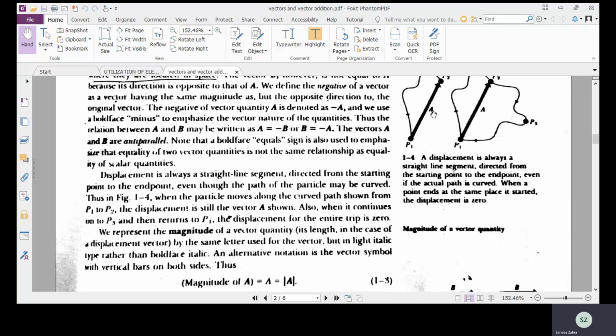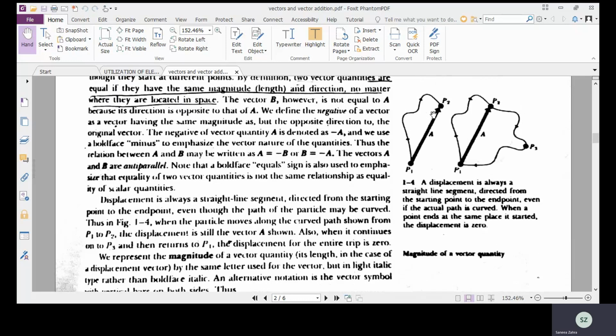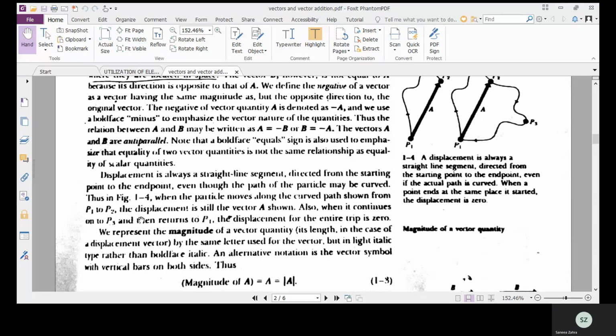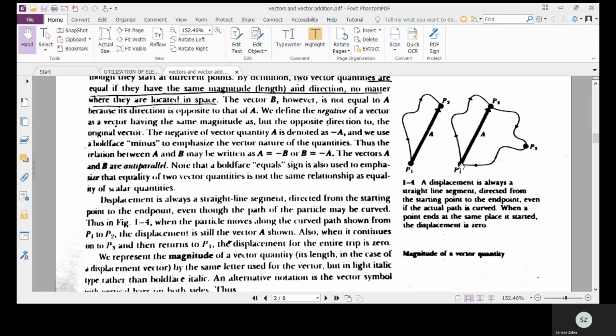Also, when it continues on to P3 and then to P1, the displacement for the entire trip is zero. The particle moves from P1 towards P2, from P2 towards P3, and then from P3 back to P1. If you draw the resultant displacement, this displacement is in this direction and then the displacement will be in the opposite direction. So both displacements cancel each other and what you get is zero at the end.